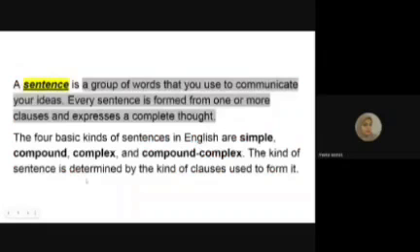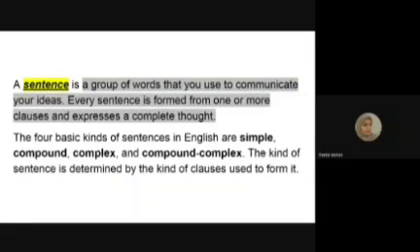So, for simple sentences, we need first to know what is meant by a sentence. A sentence is a group of words that you use to communicate your ideas. So, when you write a sentence, that means you are expressing an idea. So, your readers are going to understand what you need to tell them, what you need to inform them of out of this sentence.